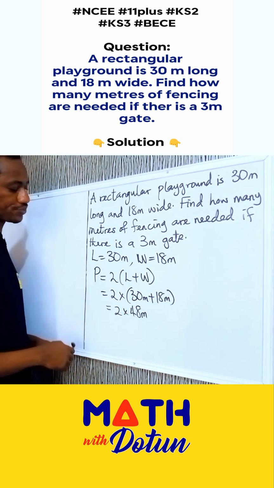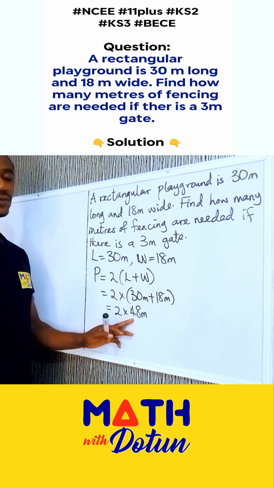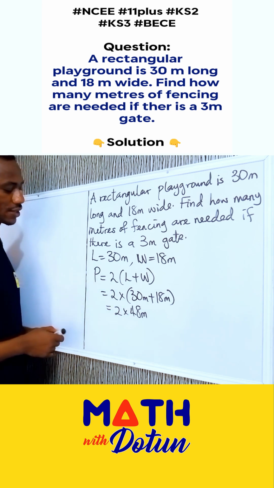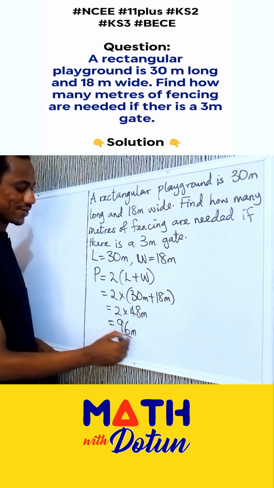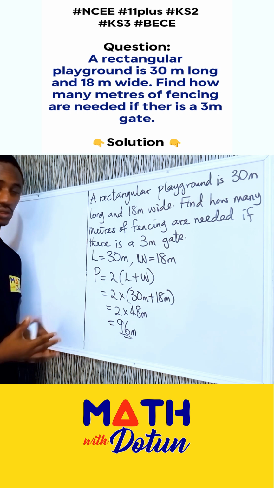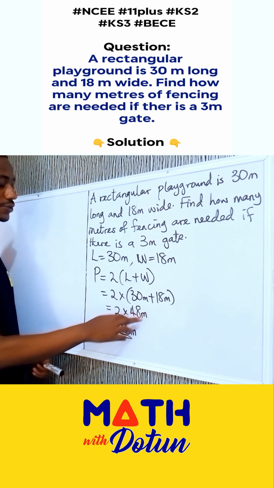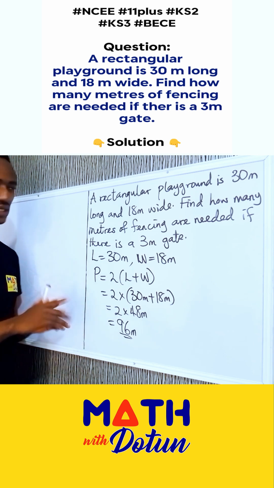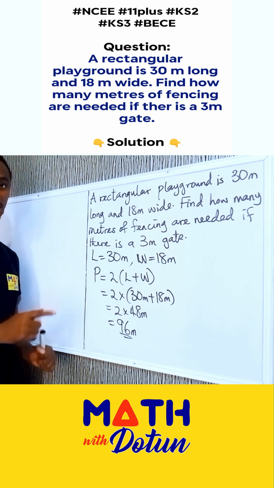I'm going to use splitting. So I'll do 2 times 8, that's 16. 2 times 40, that's 80. 80 plus 16, that will be 96. As simple as that, right? You can practice splitting too, but always go with the method you're comfortable with, the one you've really practiced. So 2 times 48 meters will be 96 meters. That is the perimeter. The distance around this playground is 96 meters.